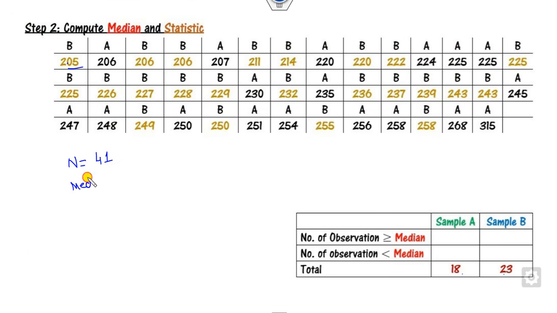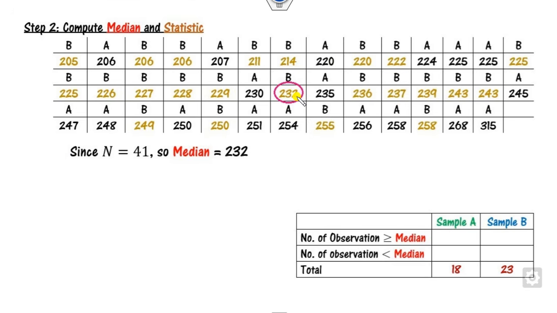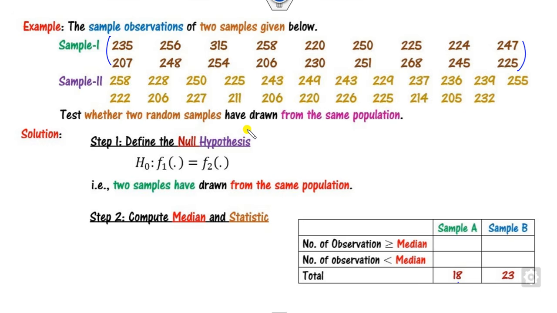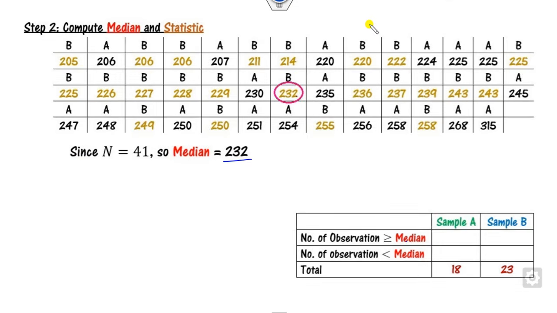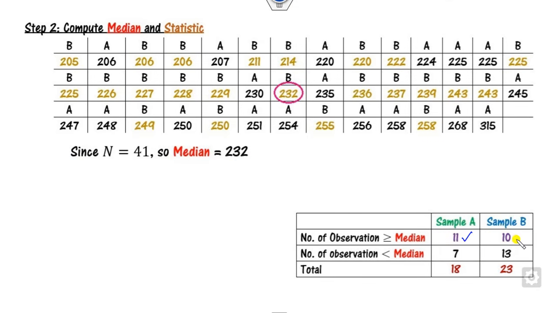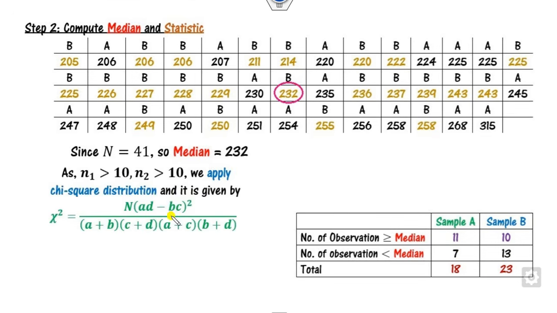So what is my median? The median is at the 21st position. Which one is the 21st? You can count them. This is the 21st. Look at how many observations are greater than or equal to 23 in the values of A, like 1, 2, 3, 4 and so on. Once you count them, you will get 11 and 10. And since these two values are greater than 10, we can compute it as a chi-square distribution.